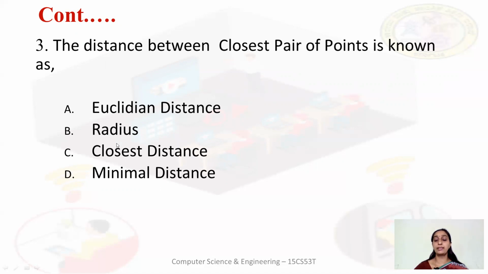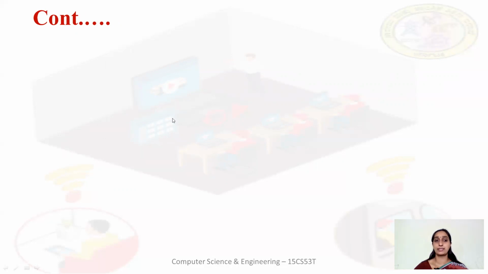So we find the distance by using the distance formulae, that is Euclidean distance formulae. So therefore, this distance is called as Euclidean distance, right? The answer is A, Euclidean distance.